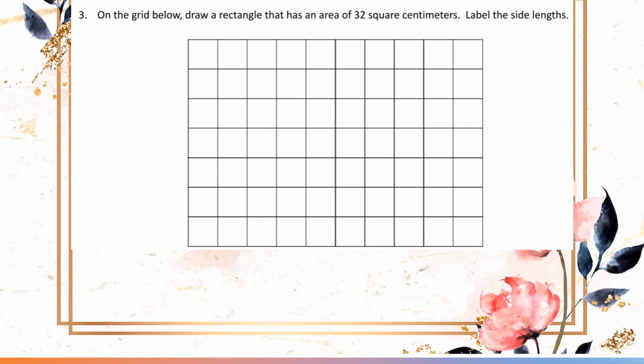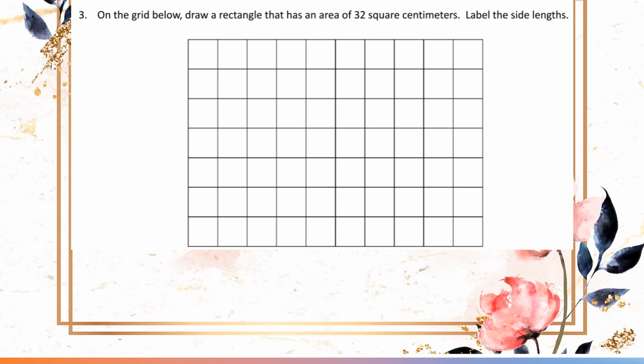Let's look at number 3. Number 3 says, on the grid below, draw a rectangle that has an area of 32 square centimeters. Label the side lengths. So that means that we want a rectangle whose total area is 32. So the first thing I'm going to ask myself is, okay, what two numbers can I multiply to get 32?